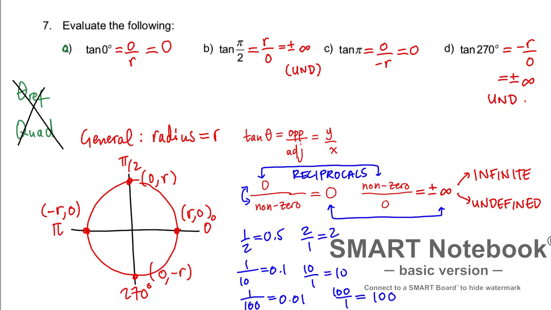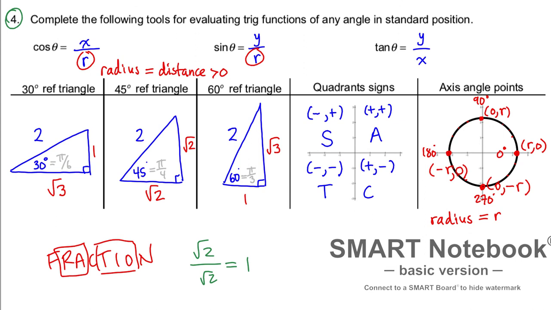So this is a good place to leave off. We should now be able to evaluate the sine, the cosine, and the tangent for any angle in standard position using these trig tools in exercise number 4. So make sure that you have these trig tools in exercise number 4 memorized, that you can recreate them really quickly, and that you can use them for evaluating the cosine, the sine, or the tangent of any angle. That's all for now.